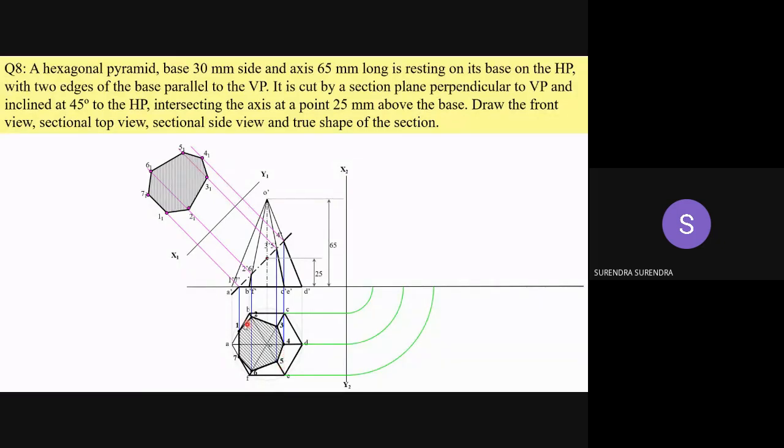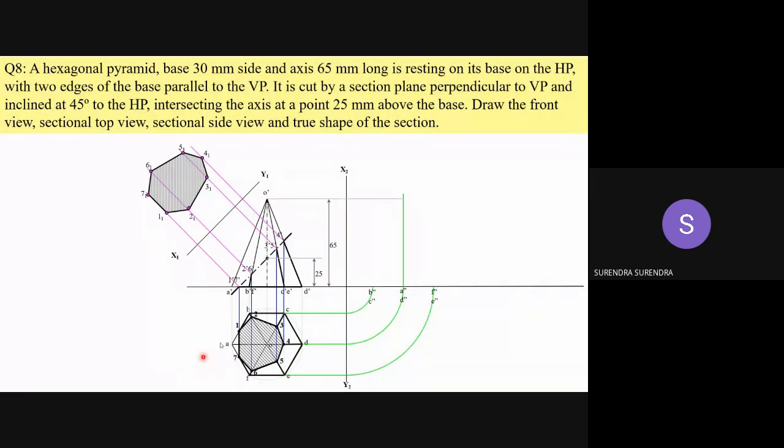Now as all the base points are on the XY line, draw this up to the XY line and mark the respective intersection points, and also draw the axis line. So this is the projection from the axis point. Project this up to the axis height. Mark all the respective points.